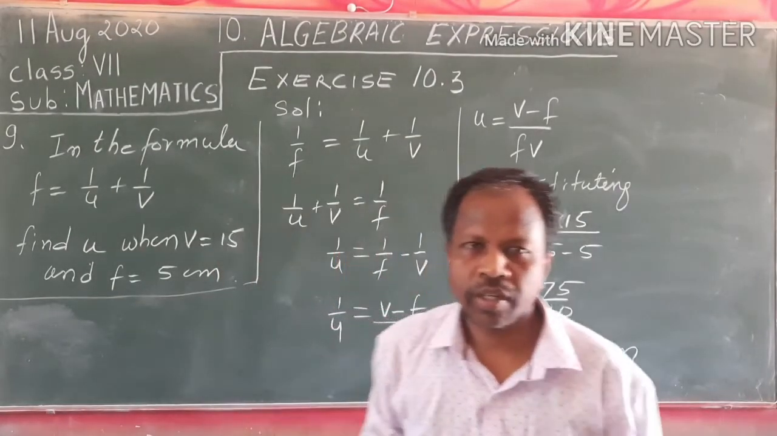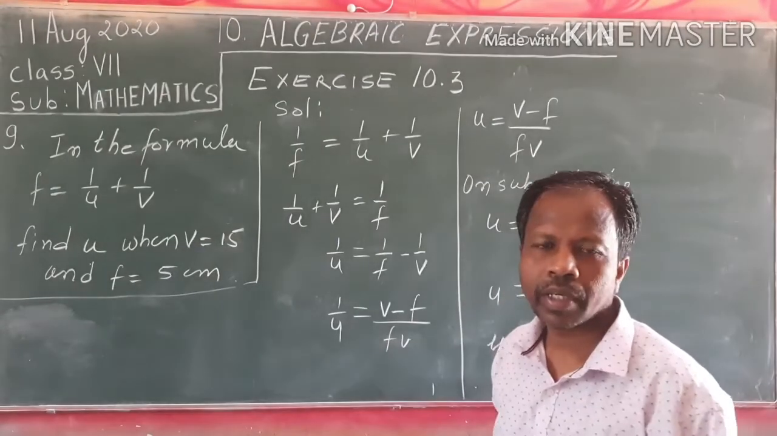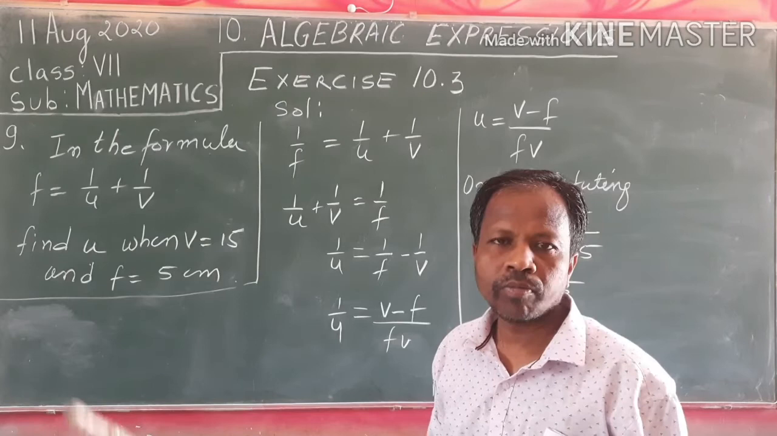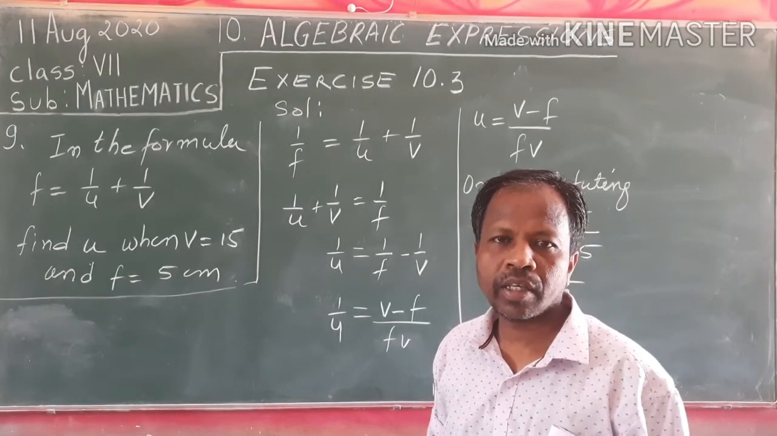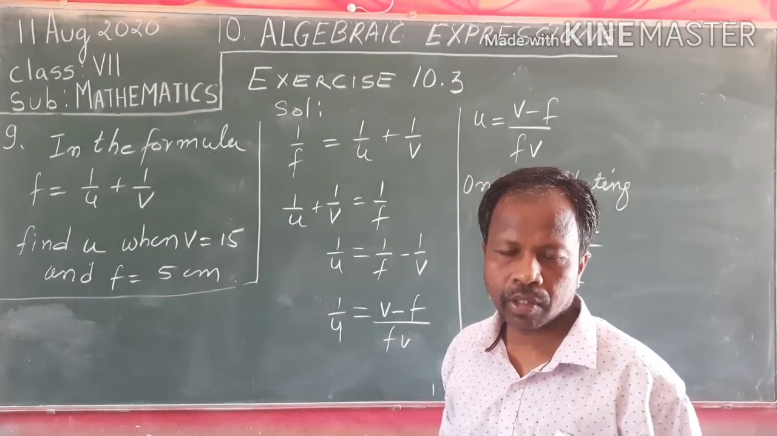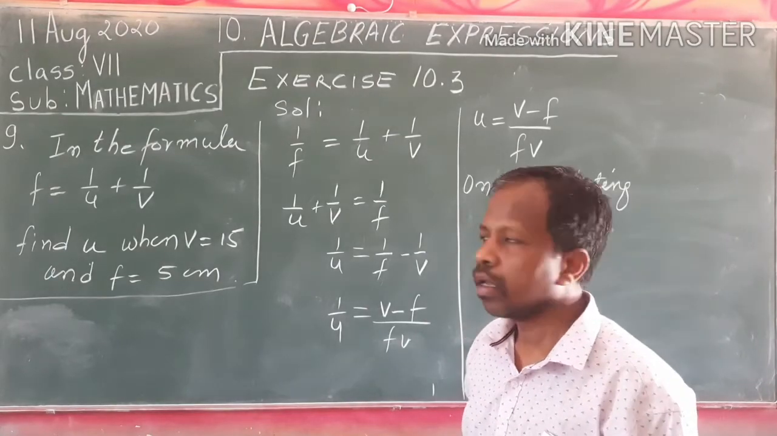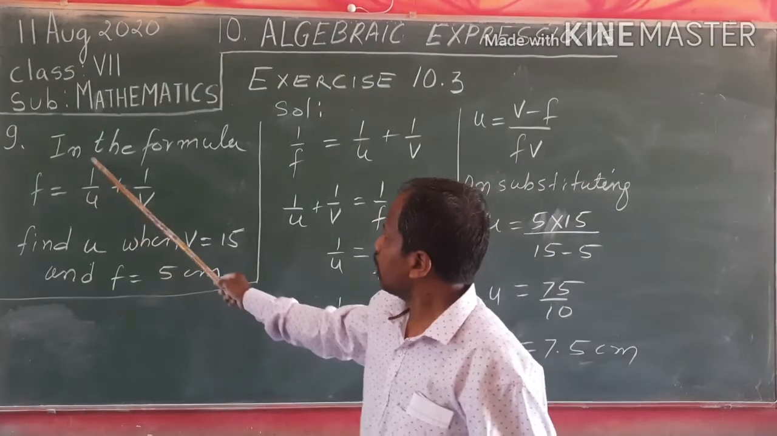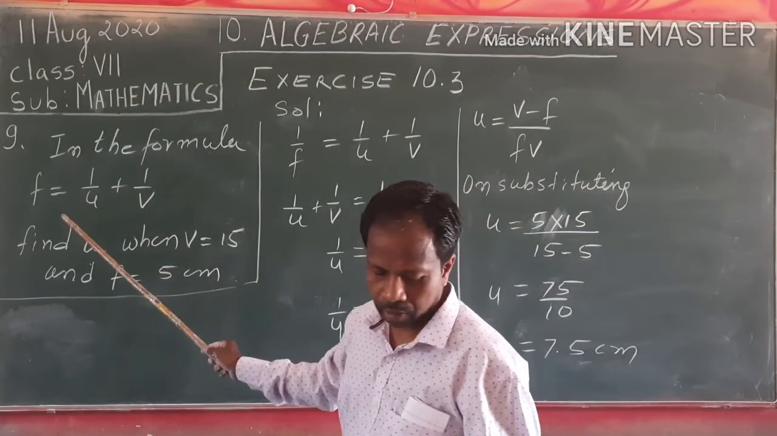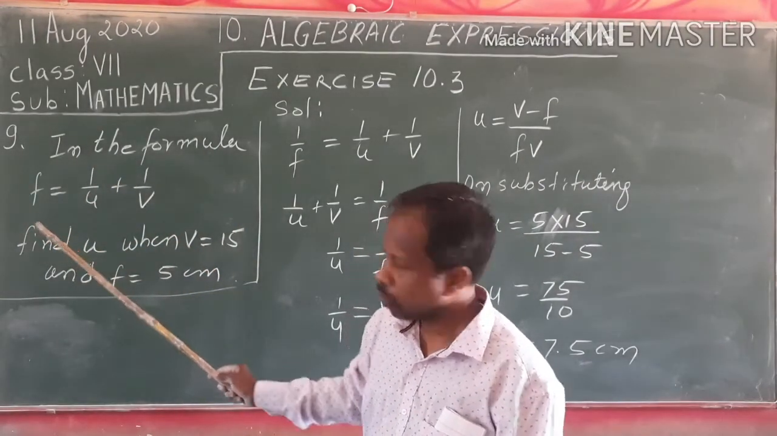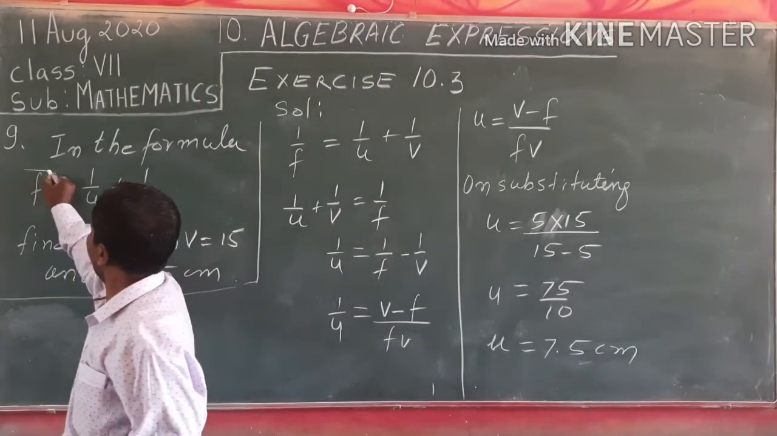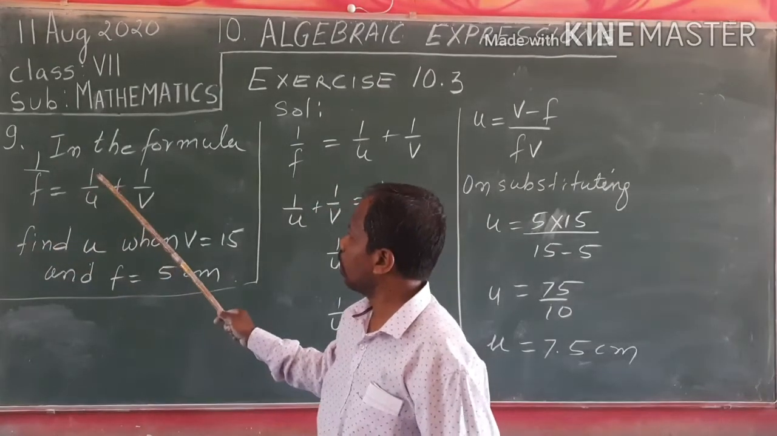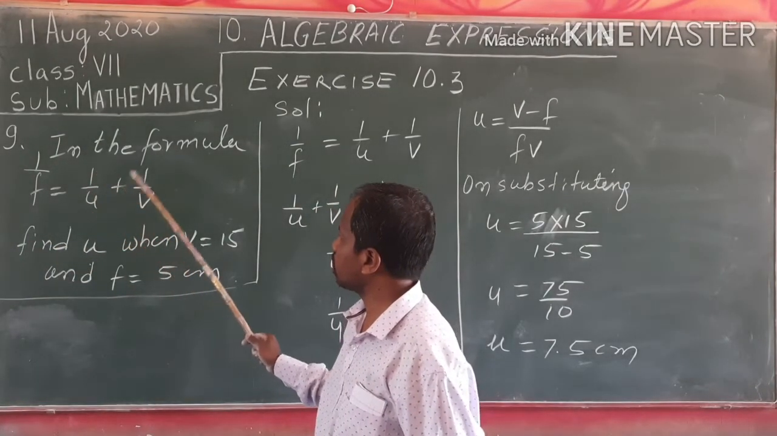Coming to the ninth question. The ninth question deals with a lens, a focal length, object distance, and image distance. You will study this in higher classes in physics and other subjects. In the formula, we get 1 upon f is equal to 1 on u plus 1 upon v.